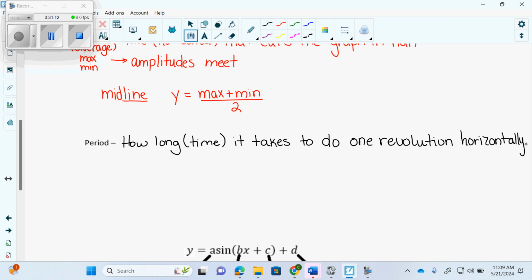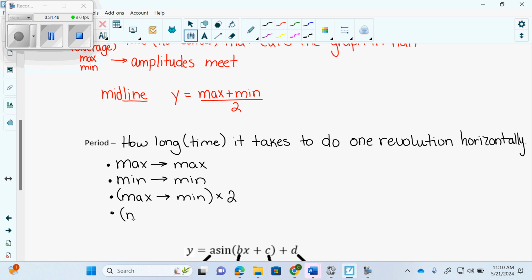Right? How long for the time it takes to do one revolution horizontally. So that could be from a max to a max, or a min to a min. Or what if I went from a max to a min? What would I have to do? I'd have to find that from max to a min and then times it by 2, right? Or a min to a max and times it by 2.